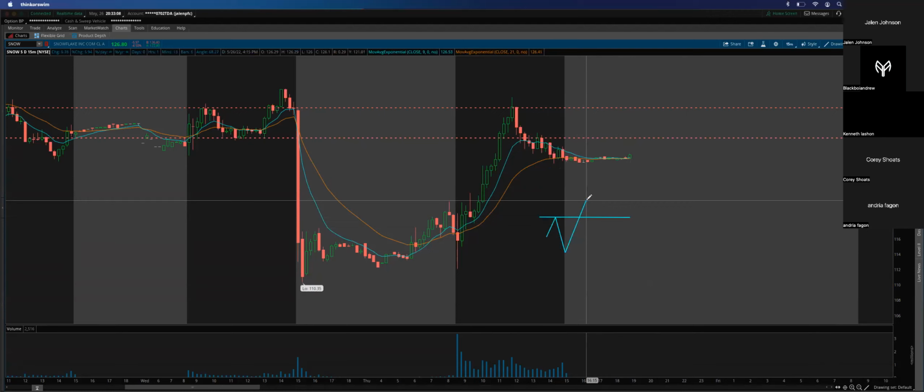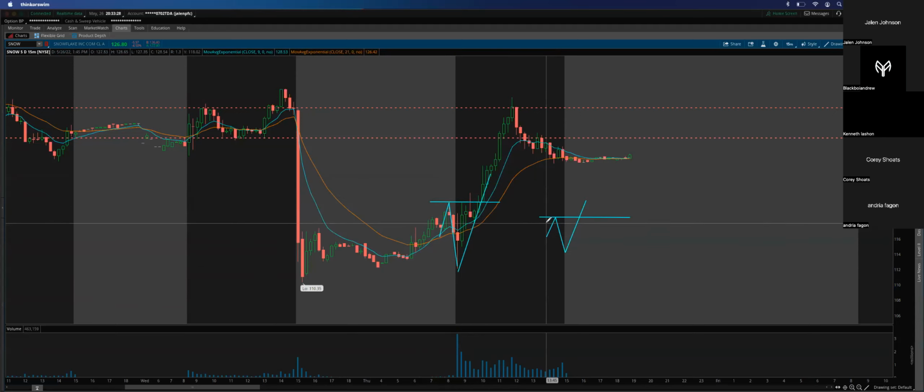Comes back and break that high. That's pretty much my favorite type of play, right? I'm looking to see where it stopped at. Let's go here. Let's use it again. Looking to see where it stopped at. What did we do? We ran up, stopped, pulled back, held my EMAs, took the trade.